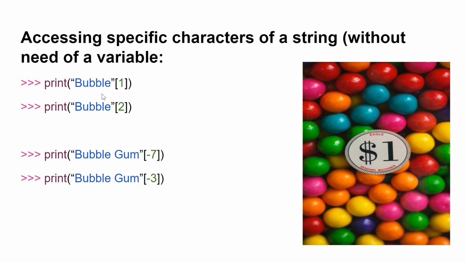So in this case it's bubble. And then you have to make sure the index 1 is inside the square brackets. We put it outside the string because we want to find the first index of bubble. The same goes for the second example, except we want to find the second index. I'm going to try this out in the IDLE shell now.